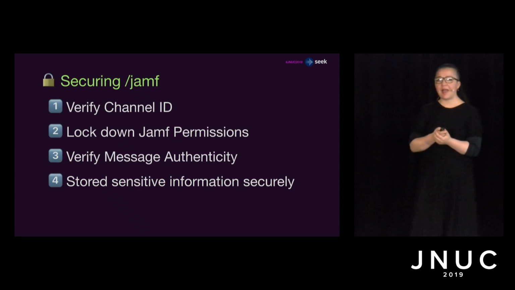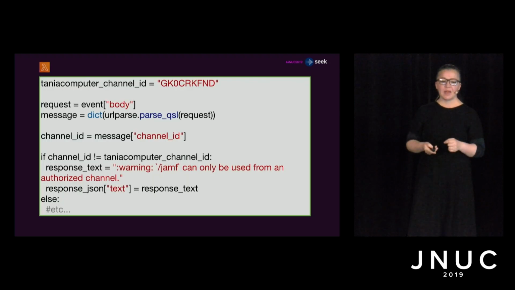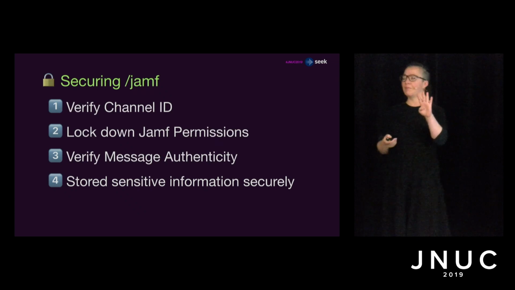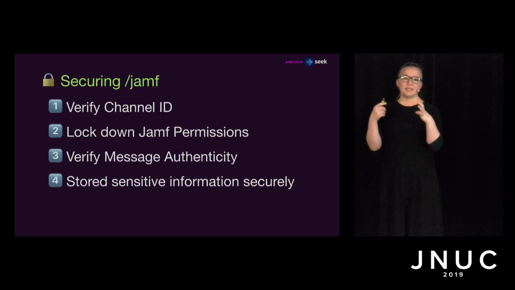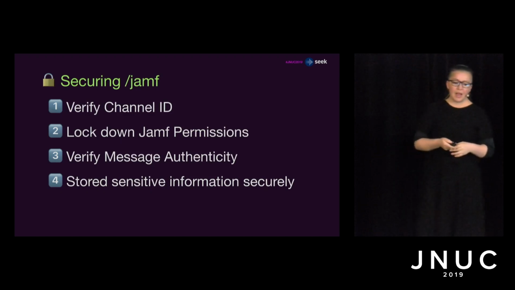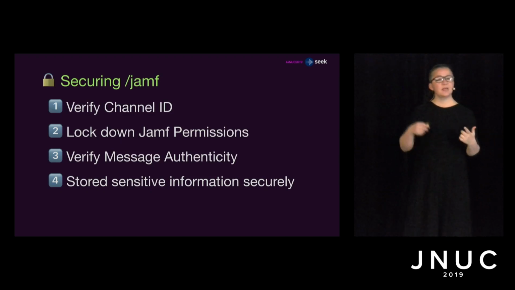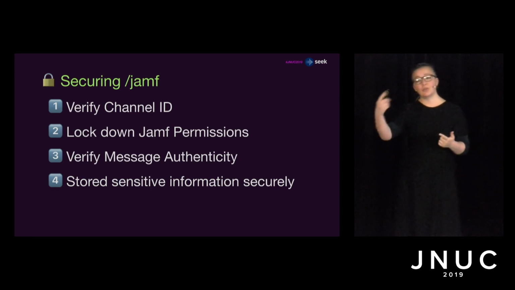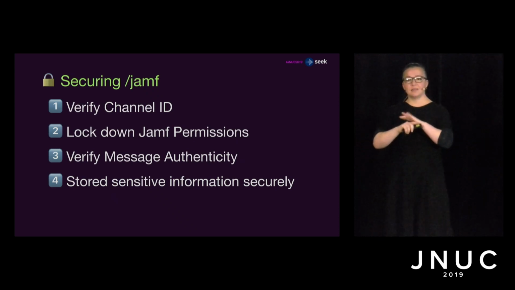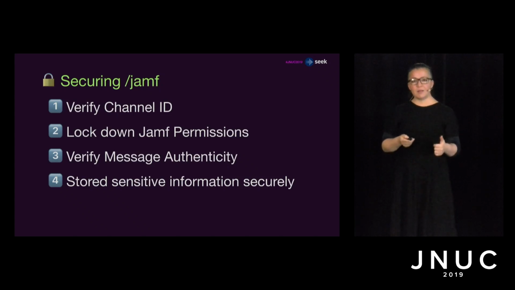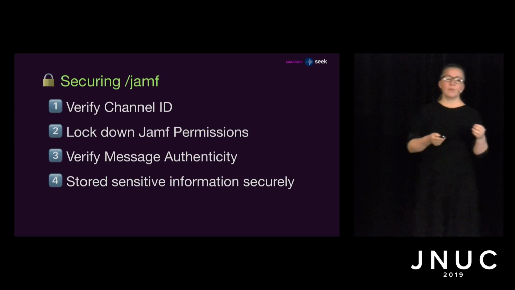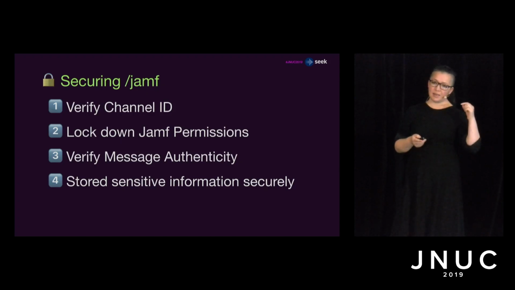So securing the app is pretty important, considering the kind of information that Jamf Pro has access to. So I did that in 4 ways. Number one, I'm verifying the channel ID, so I only want the / command to work if it's being run from a private tech-only Slack channel. Number two, I'm locking down Jamf Pro permissions, so that means that the username and password that I'm using to do those Jamf Pro GET requests has only limited rights. Number three, I'm verifying the message is actually coming from Slack, and number four, I'm not hard coding any sensitive information in the Lambda code. I'm accessing it on the fly.